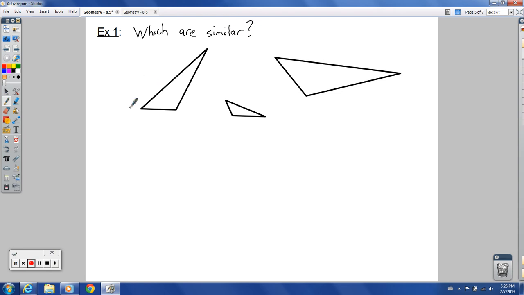So this one we're going to label with K, L, and M. This one I'm going to go with O here, P here, and N here. This is 18, this is 15, this is 6, this is 3, 5, and 7. And then let's go with Q, S, and R. This is 25, 30, and 10. Okay, so which are similar?